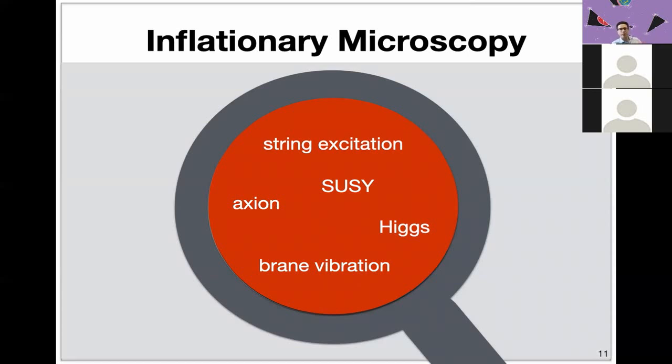There are various scenarios. For example, I list a few of them in this slide. It could be some string excitation. It could be some particle in a supersymmetric multiplet. It could even be the Higgs particle in some scenarios. It could be the axion that solves the strong CP problem, or an axion-like particle from string compactification. It could be a collective mode of some extended object like a brane. We don't really know which one is responsible for inflation. So to uncover that, to really learn about the microphysics of inflation, we need more information.